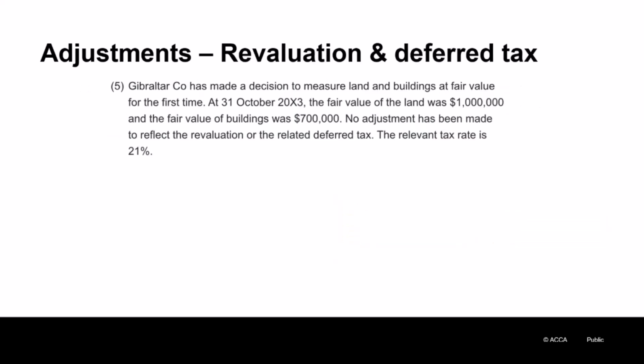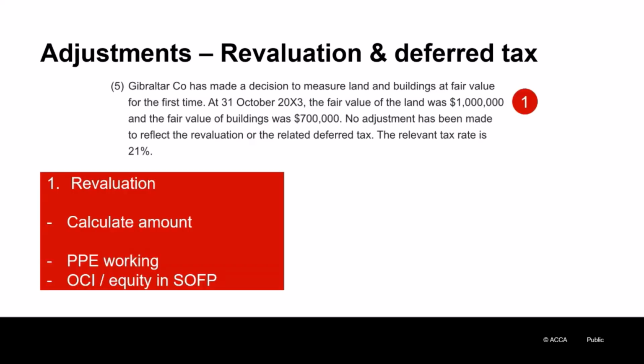Then we have revaluation and any deferred tax related to it. So in this company also there was a revaluation. The fair value of land and the fair value of buildings were given, and the question said that no adjustment has been made to reflect the revaluation or the related deferred tax. This is very important. Identify in the question whether the deferred tax related adjustment to revaluation has been made or not. So the first adjustment we need to do is of land.